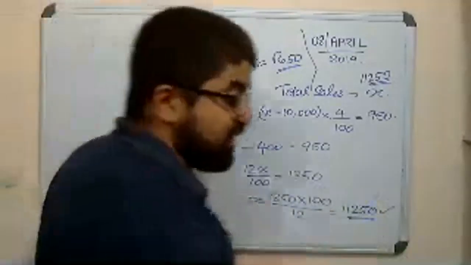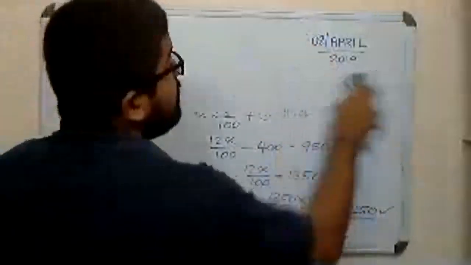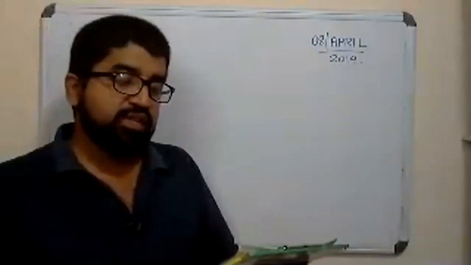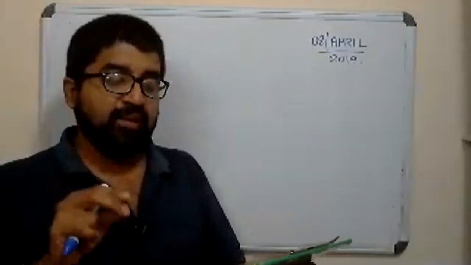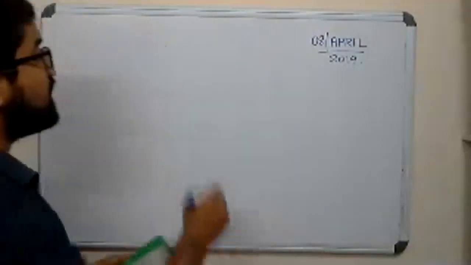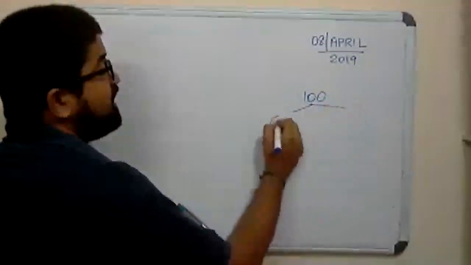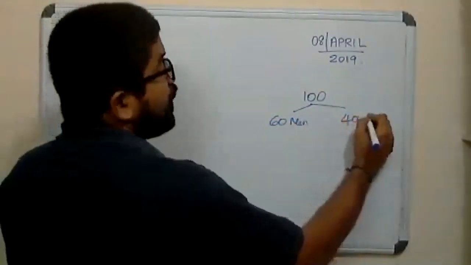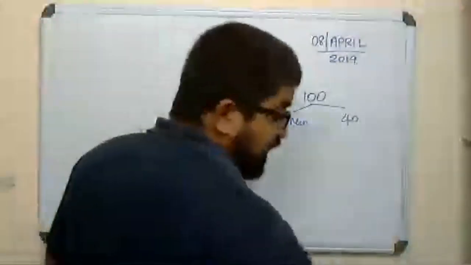Now let us go to the seventh question. In this question, it is given that in a private company, 60% of the employees are men. So we can conclude that if the total number of employees in this particular private firm is 100, 60 are men. So the remaining 40, they are women.